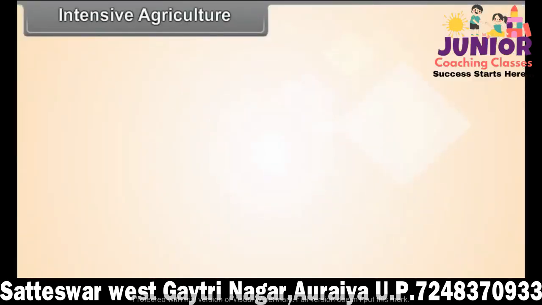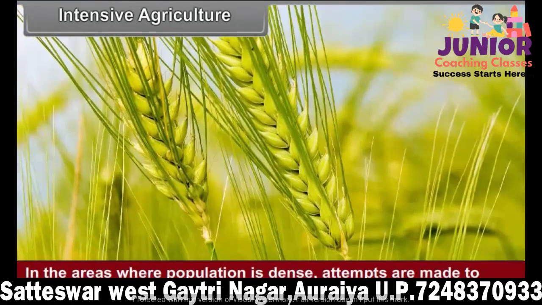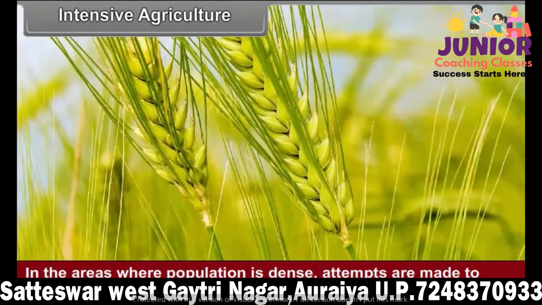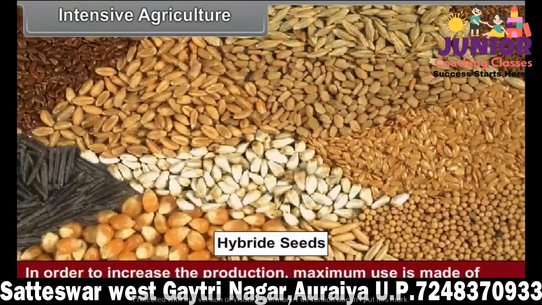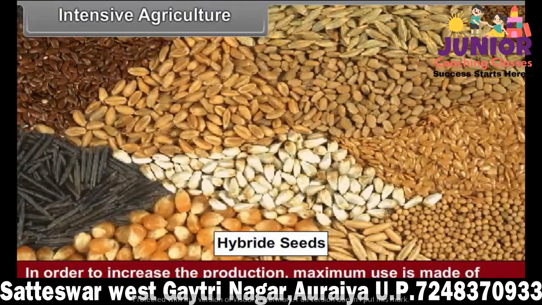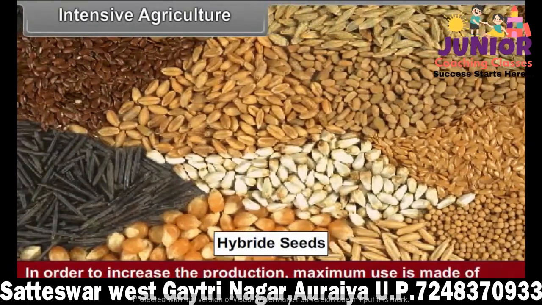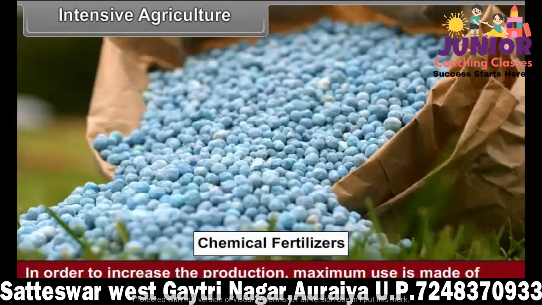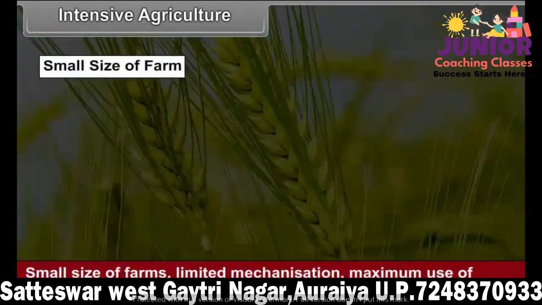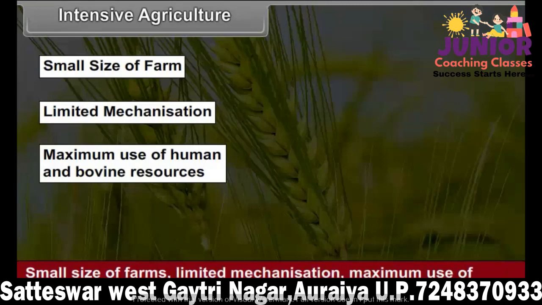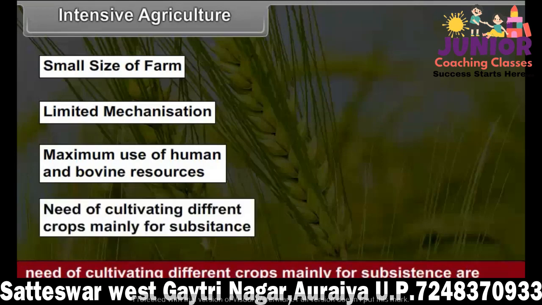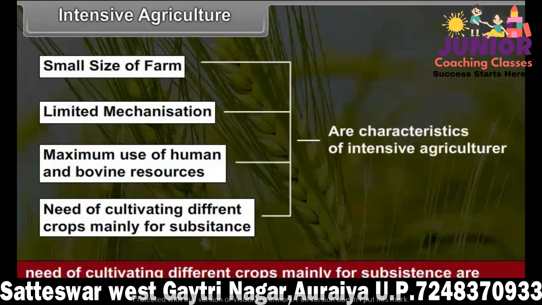Intensive agriculture. In the areas where population is dense, attempts are made to obtain maximum production from small-sized farms. This type of agriculture is called intensive agriculture. In order to increase the production, maximum use is made of hybrid seeds, chemical fertilizers, and irrigation facilities. Small size of farms, limited mechanization, maximum use of human and bovine resources, need of cultivating different crops mainly for subsistence are characteristics of intensive agriculture.